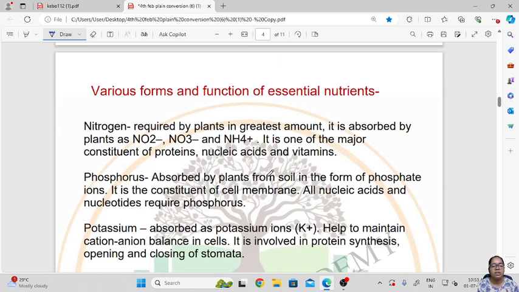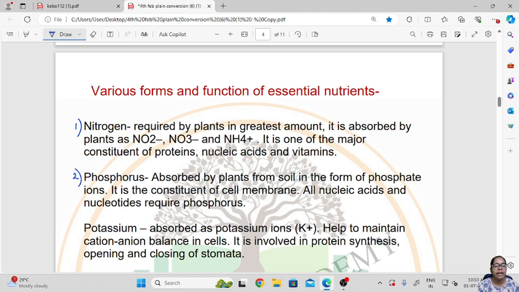The first essential nutrient which is required by the plant is nitrogen. Required by the plant in great amount, it is absorbed by the plants as NO2, NO3 and NH4, that is nitrate, nitrite and ammonia. So nitrogen is the first nutrient which is essential and it is absorbed by the plant in form of NO3, NO2 and NH4. It is one of the major constituents of protein, nucleic acid and vitamins.